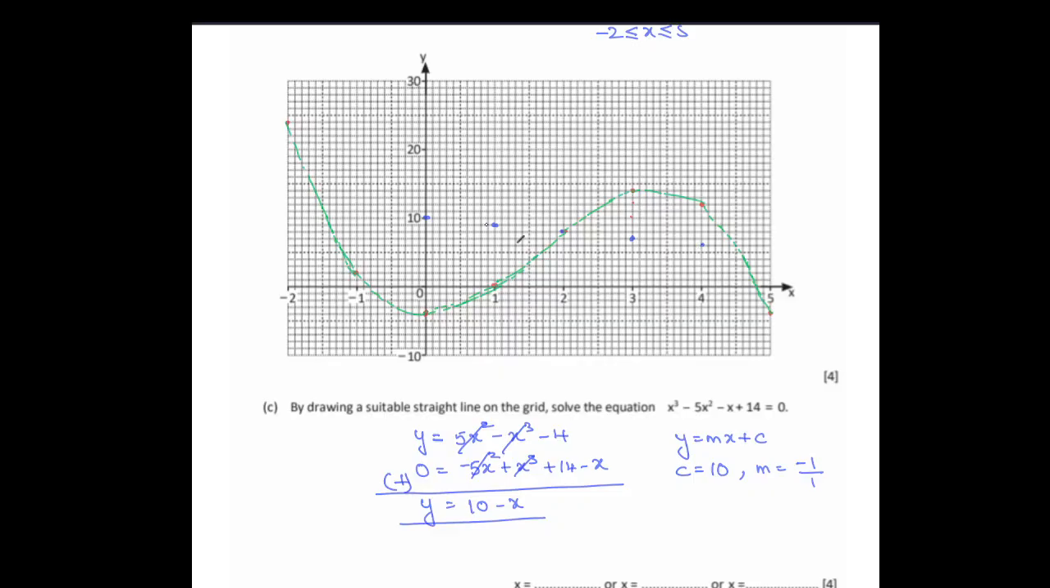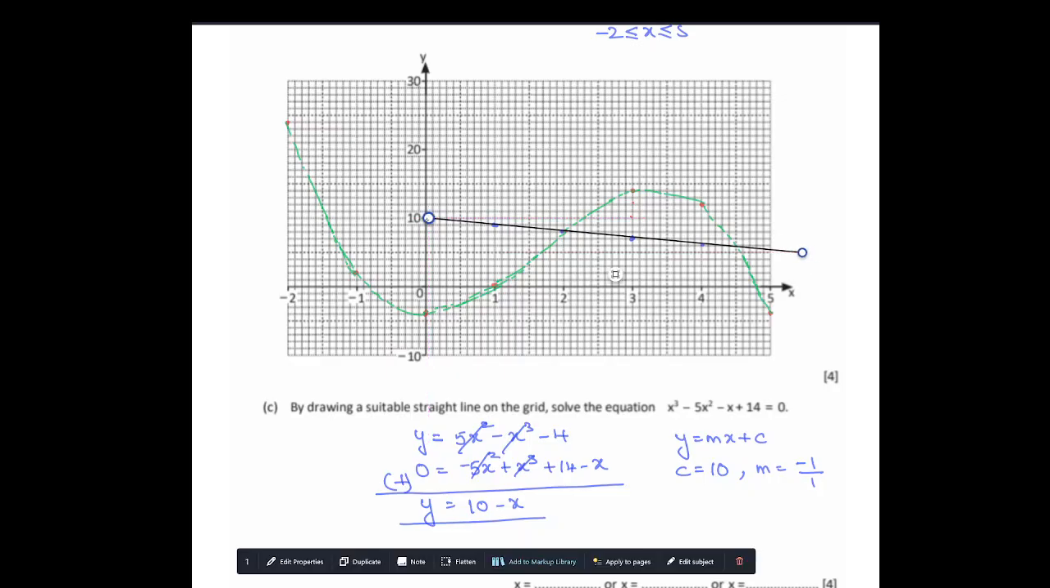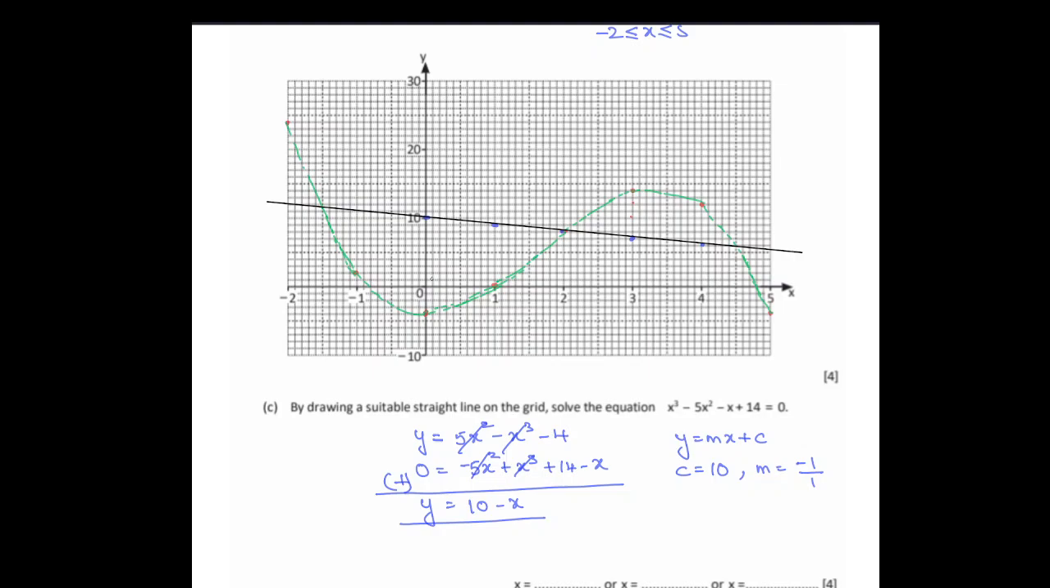So using your ruler, connect these dots and extend it in such a way that it cuts this graph at 3 places. Use your rulers for this. Now you see that it is cutting at 3 places.